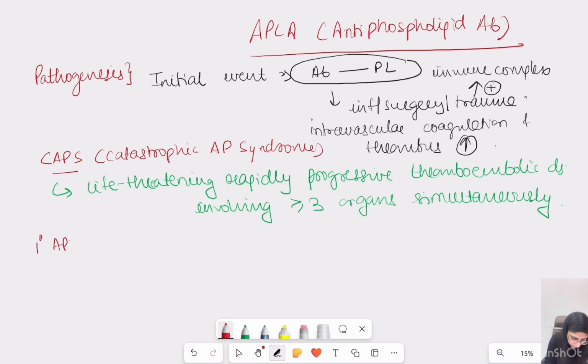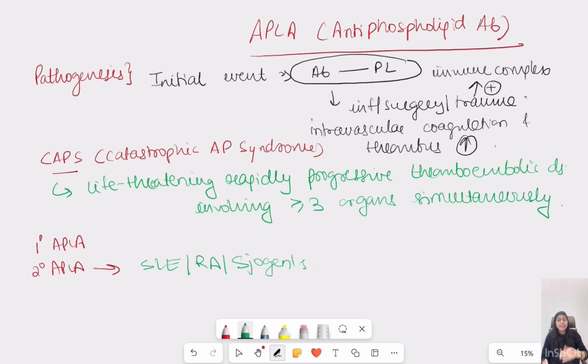Then there is something known as primary APLA and secondary APLA. In primary APLA, APLA is the only autoimmune disorder. In secondary APLA, it is usually associated with SLE or rheumatoid arthritis or Sjogren's. So if there are features or antibodies suggestive of SLE, rheumatoid arthritis as well as Sjogren's along with antiphospholipid antibodies, it is known as secondary APLA. And with SLE, secondary APLA is very common because 40 to 50% of SLE patients have these antibodies. Now, if there is an inciting event like infection, surgery, or trauma, these patients can definitely go on to fulfill the diagnostic criteria of antiphospholipid syndrome also.